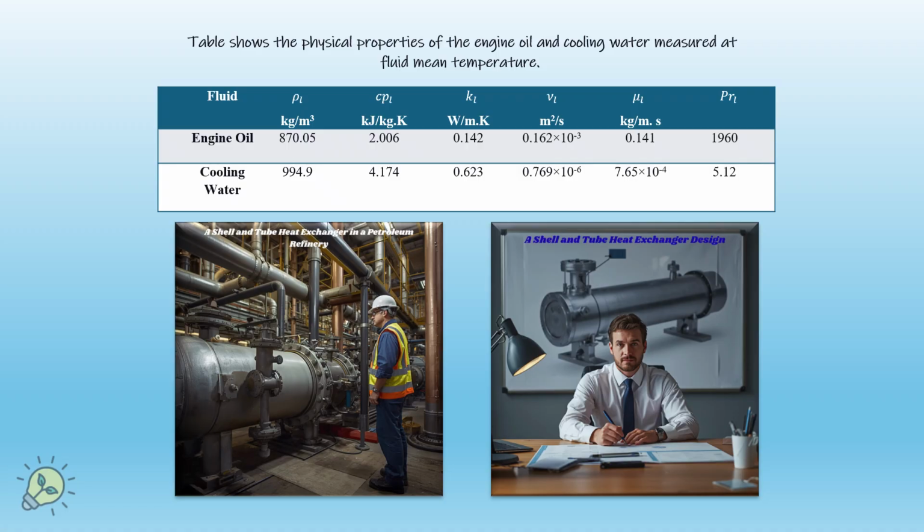Here we have the thermal properties of the engine oil and cooling water. These properties were obtained at the mean temperature of the fluid, or the bulk temperature, and we are going to use these thermal properties in our design.